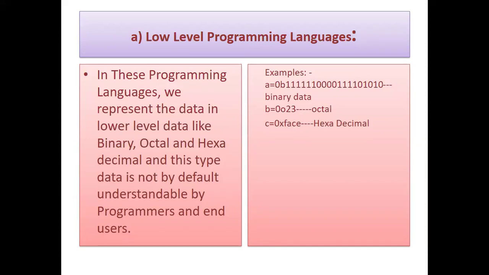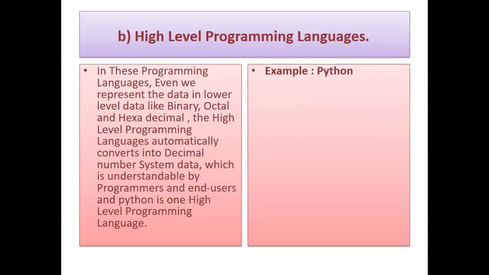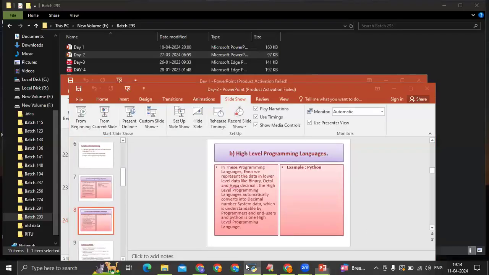So Python is a high-level programming language. Why? Because it automatically converts it into decimal number system data, which is understandable by the end user. Let me show you. Let's go to Python.